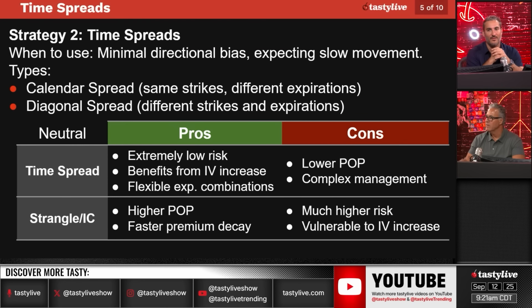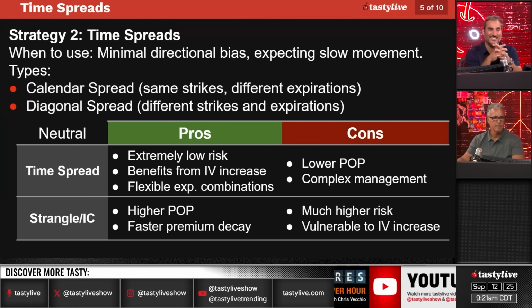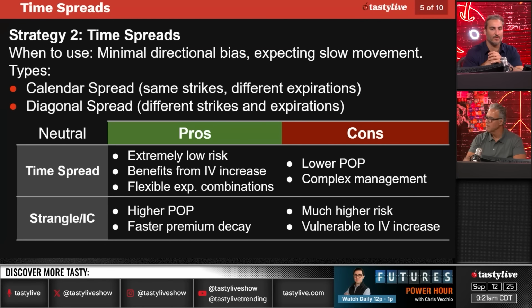So these are a little bit less directional up front, but they do have positive gamma to them in some fashion, especially in the diagonal spreads, where you have different strikes and different expirations, calendar spreads being the same strikes, but different expirations. That's a true long vol trade as a calendar spread. A diagonal spread is a long vol trade, but it also has some delta exposure to it.